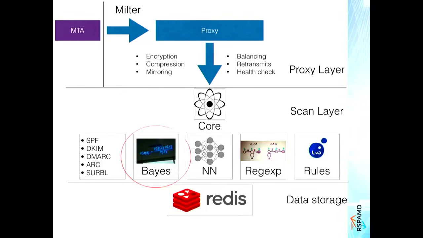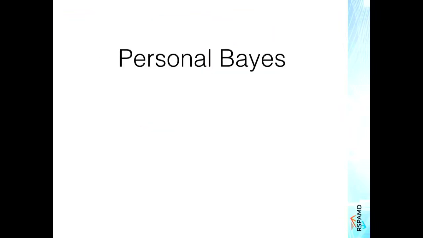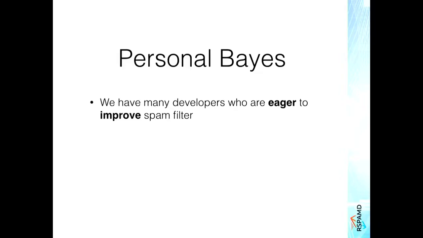So we don't use Bayesian statistics. And that's actually bad, because basically it's good to have personal bias for our users. We have lots of developers who are good enough and who are eager to train their spam filter and who can do their spam filtering better. Unfortunately, it won't work for everybody, because all people have different preferences.